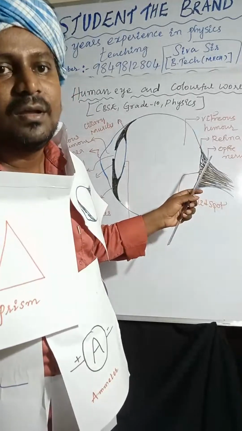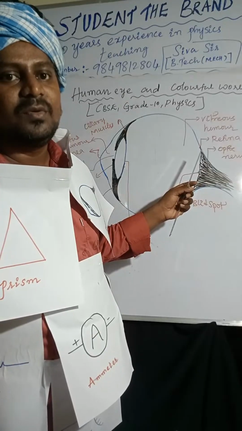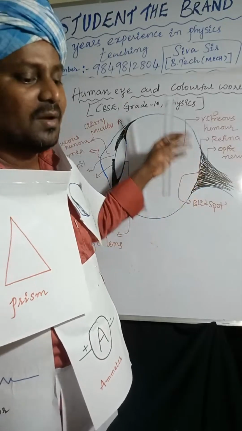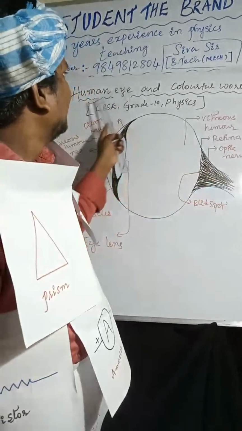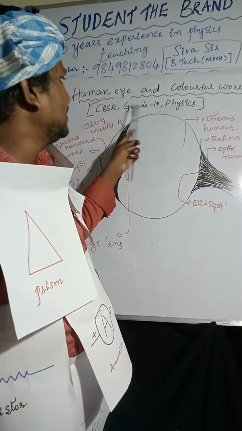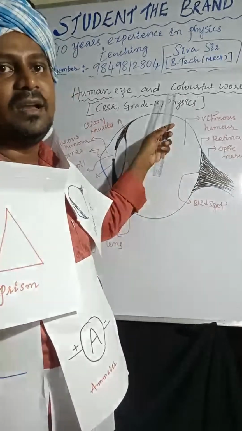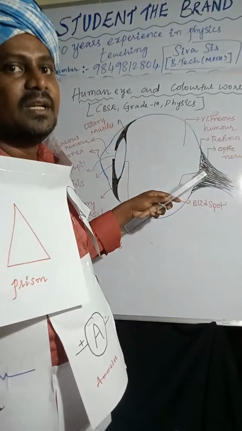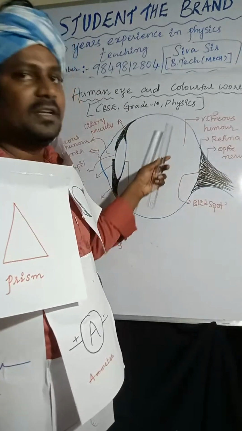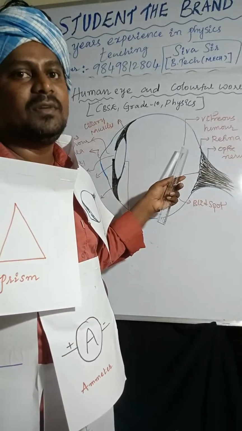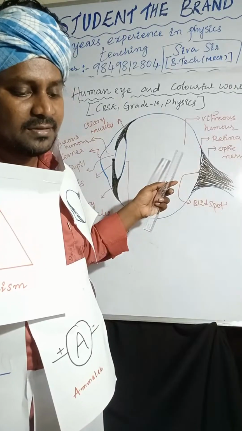Chidam, just check once. What are you talking about? I'm talking about the human eye, parts and function. CBSE grade 10 physics, human eye. Vitreous humor is a jelly-type liquid present between the eye lens and retina.